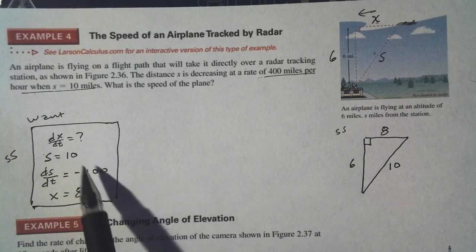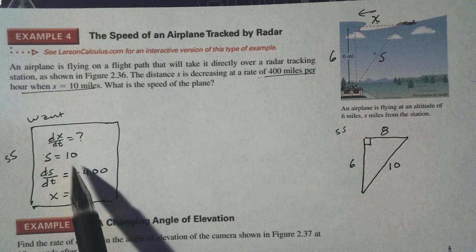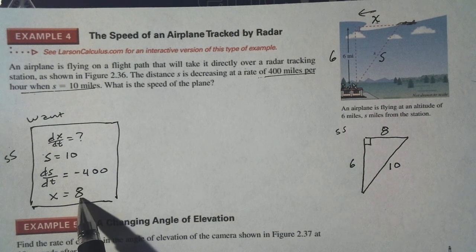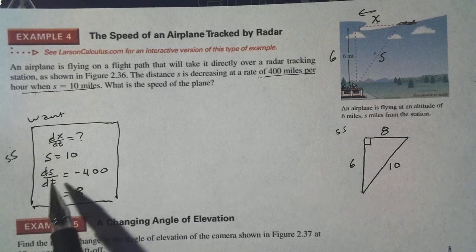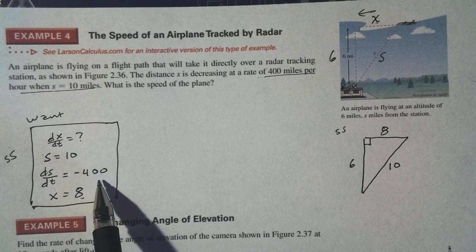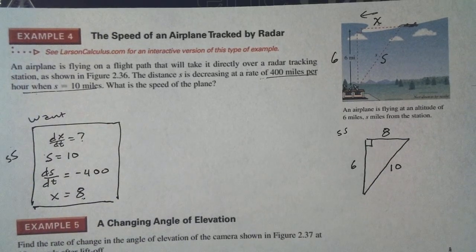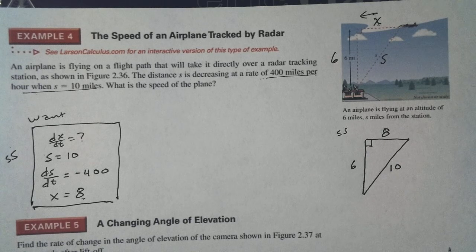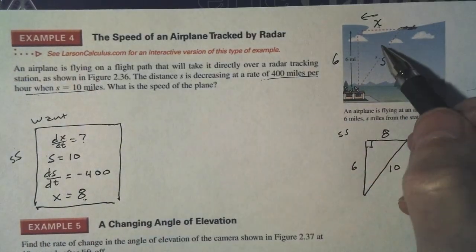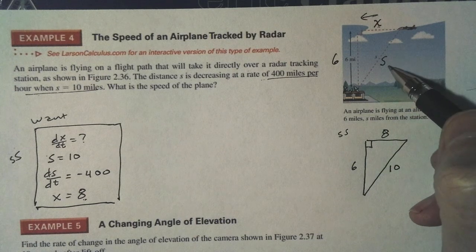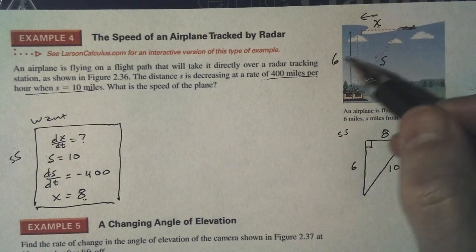We want to know dx dt when S is 10. Oh, by the way, that makes X be 8 for that instant. But ds dt is also negative 400 at that instant. It's shrinking. Okay, so we've got this X and we've got this S and we've got this 6 that we know something about.